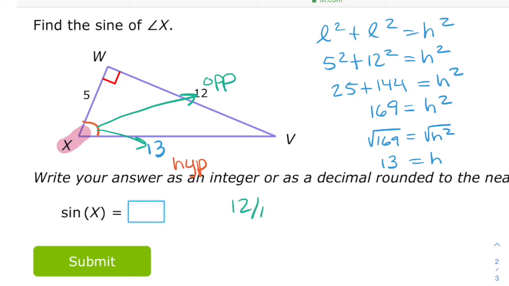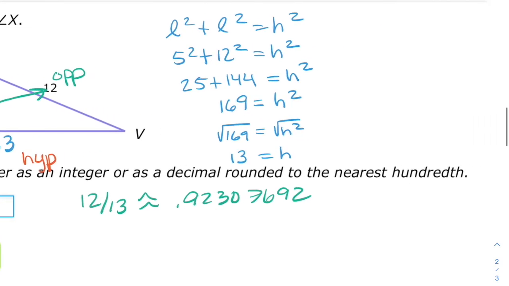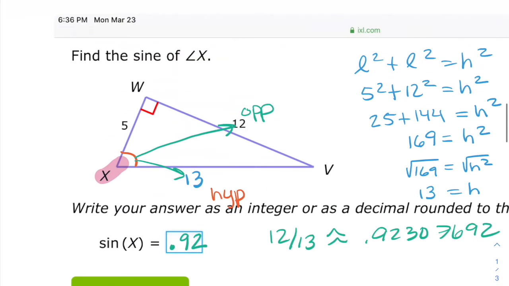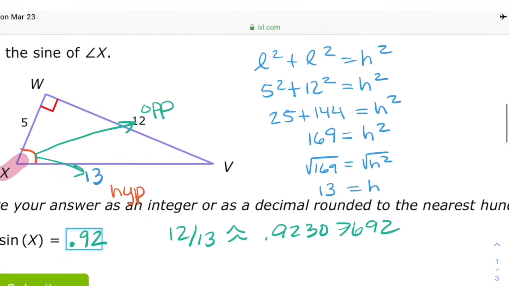divided by 13, but I'm surprised it wants it as a decimal, but we're just going to do that calculation, and we get 12 over 13 is approximately 0.9230769. It wants it rounded to the nearest hundredth, so it's going to be 0.92. And we're done. You would submit that answer, and that's it. This lesson's about writing a fraction and then turning it into a decimal rounded to the nearest hundredth.